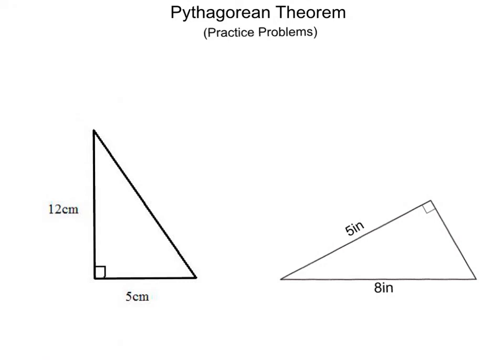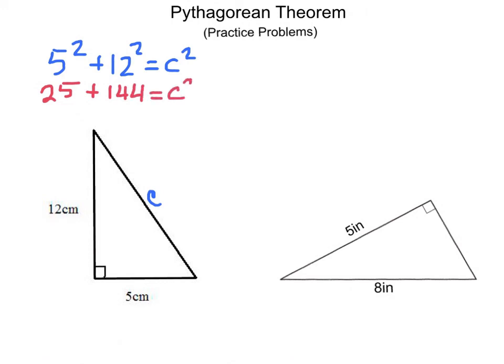Okay, so let's try solving this first one on the left. First off, our formula is a squared plus b squared equals c squared, and remember that our diagonal across from the 90-degree angle is always c, so that's going to be our missing variable. So I'm going to have 5 squared plus 12 squared equals c squared. 5 squared, of course, is 25. 12 squared is 144. And that's still equal to c squared. 25 plus 144 is 169. And that's equal to, again, c squared.